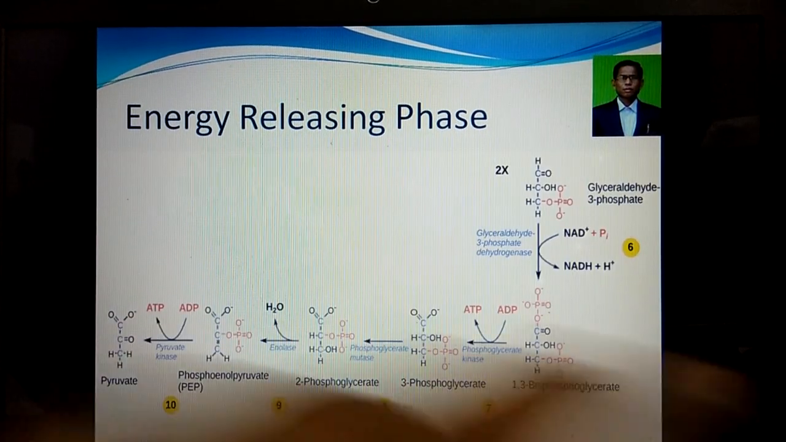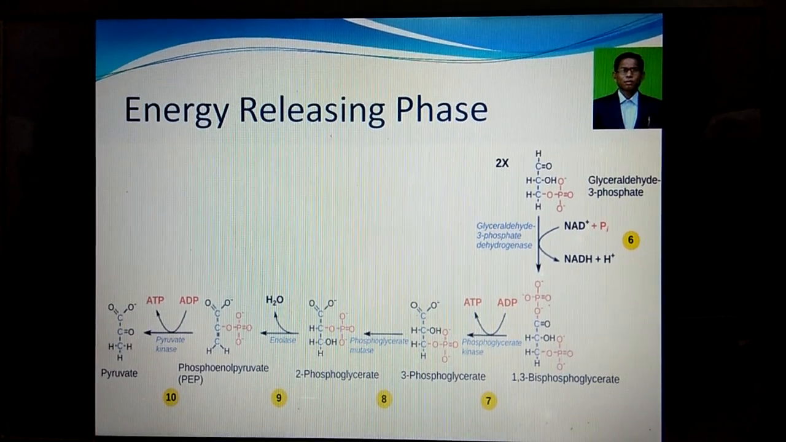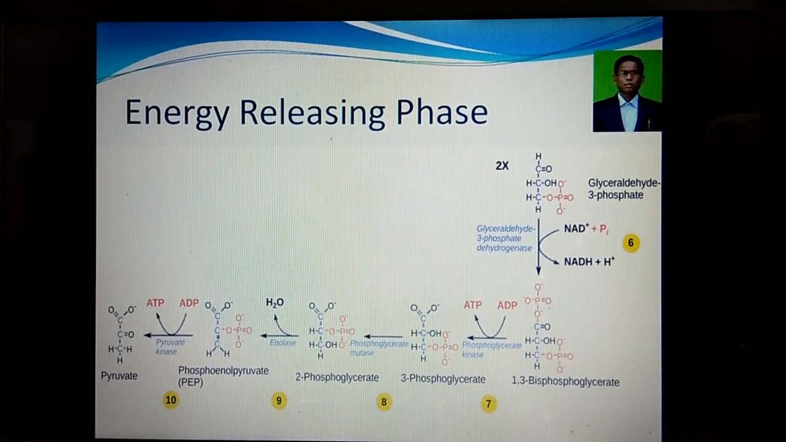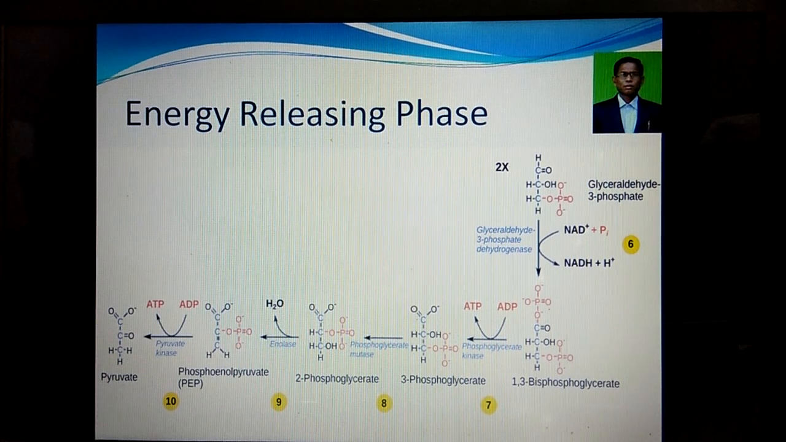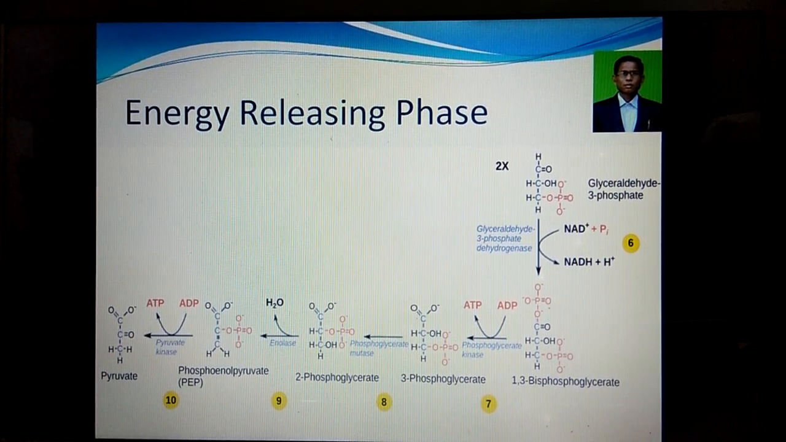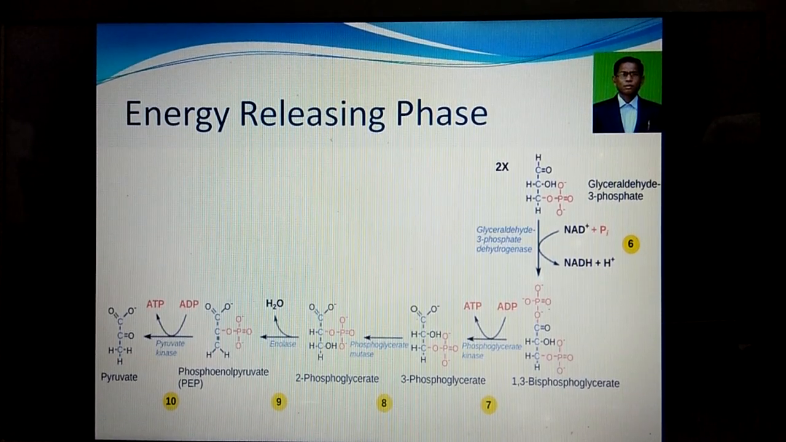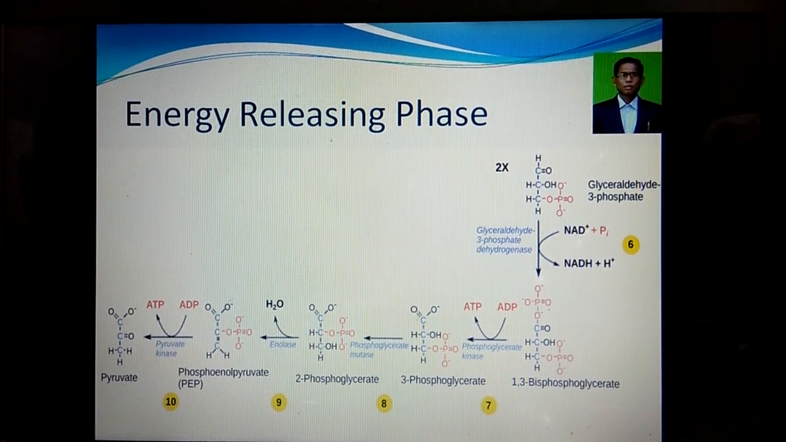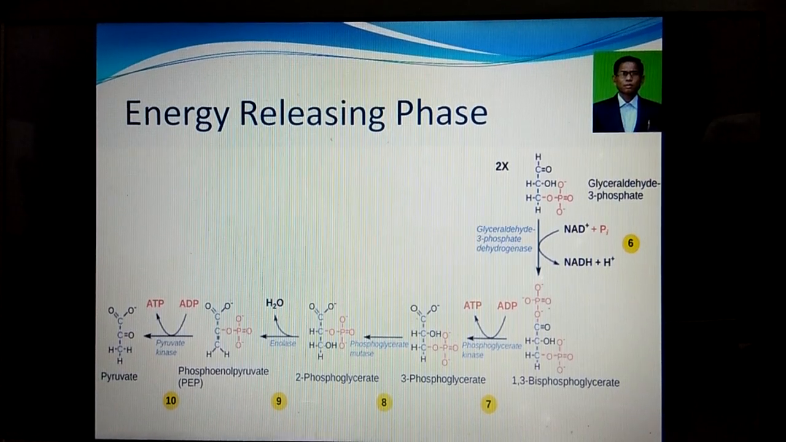Then we come to the energy releasing phase. In the second half of glycolysis, the 3-carbon sugars formed in the first half of the process, that means in the energy requiring phase, go through a series of additional transformations, ultimately turning into pyruvate. In the process, 4 ATP molecules are produced along with 2 molecules of NADH. The different reactions in the energy releasing phase are shown here.